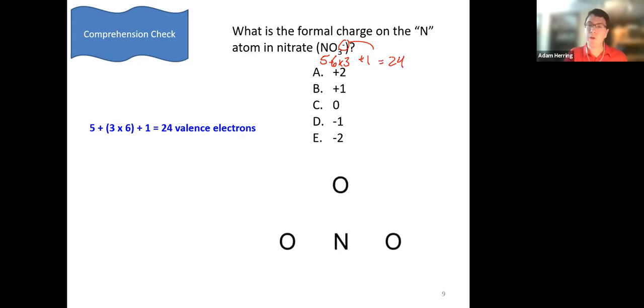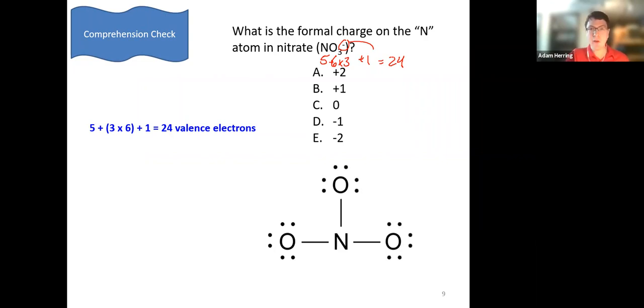Then we put the least electronegative element in the center, that's nitrogen, and you can determine that using periodic trends, and draw single bonds between the nitrogen and the oxygens. We then want to distribute the remaining electrons onto the exterior atoms as lone pairs in order to satisfy them.